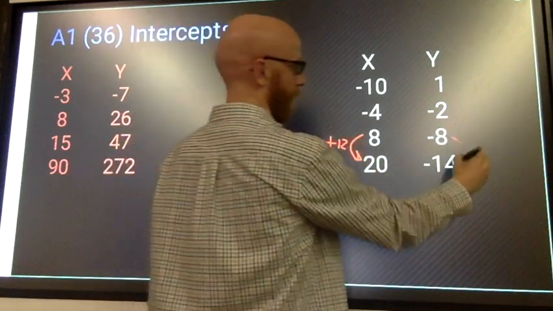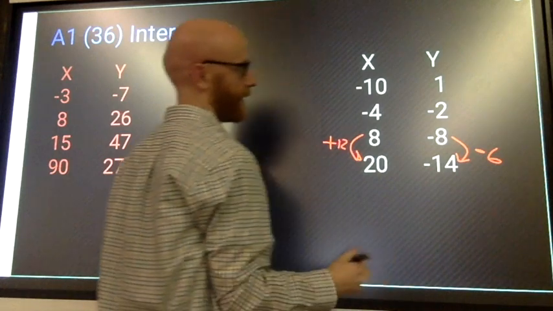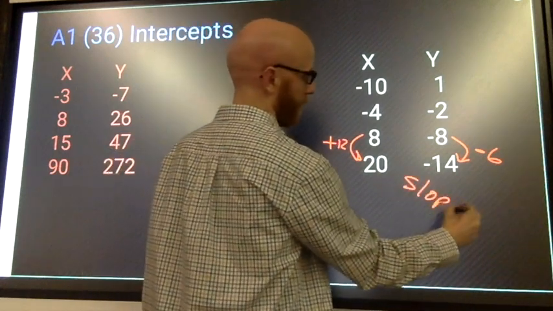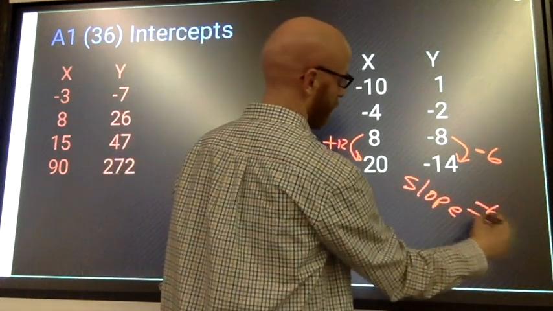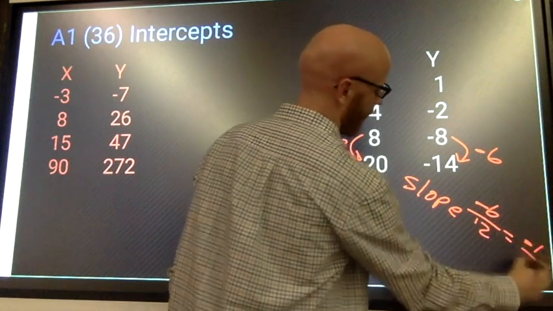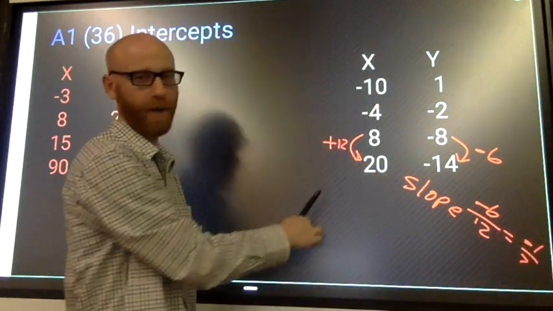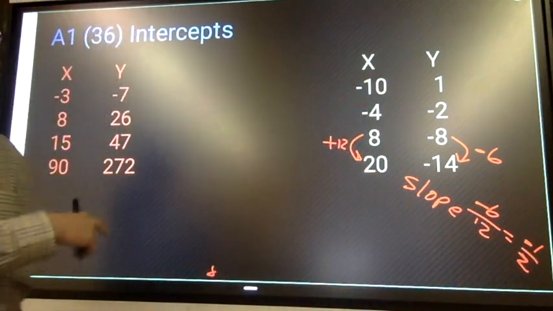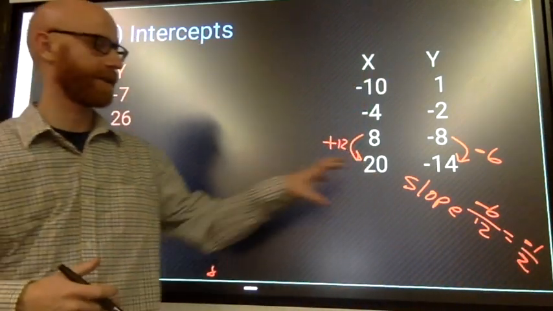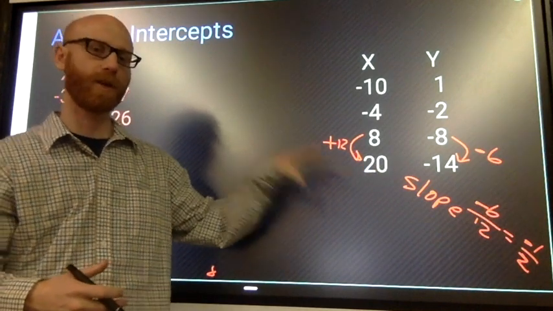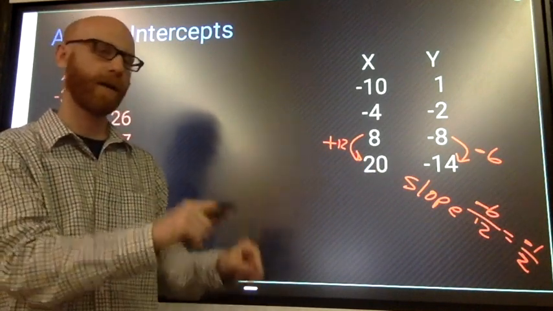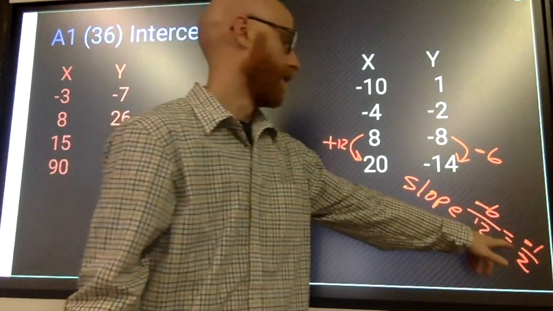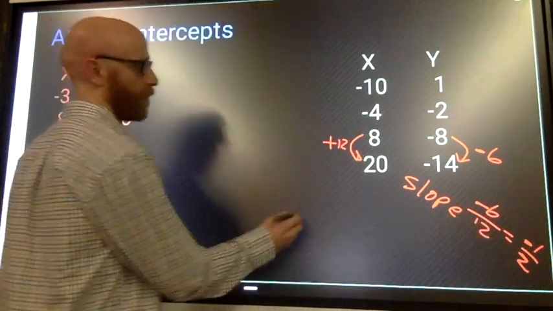+12, -6, slope. -6 over 12 is -1/2. Remember we were counting by 1/2s in the y direction when we were counting by ones in the x direction? Another way to think about that is you're really just using slope in that table when you're counting by increments. Okay, slope is -1/2. Pick a point.